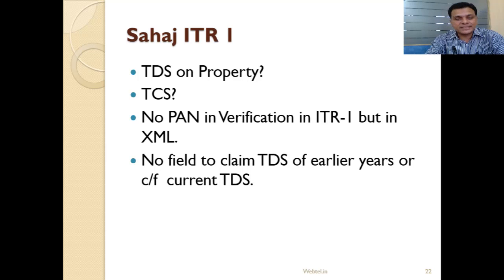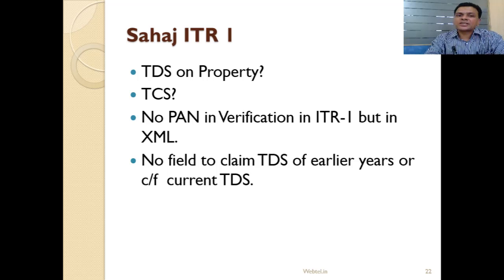Similarly for TCS, now TCS again you will say is applicable for business assessments, but remember that now even in the case of cash purchases of gold ornaments, bullion, etc., TCS is to be applicable, and in that case TCS needs to be shown, but there is no field in ITR 1. Probably we'll convey this to the income tax department so they can make the necessary changes.